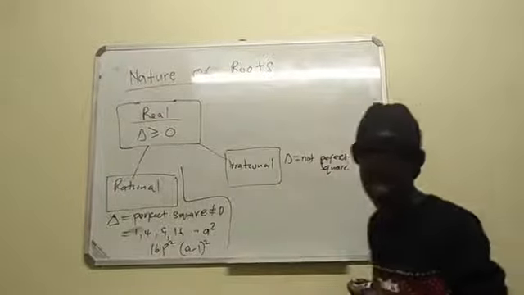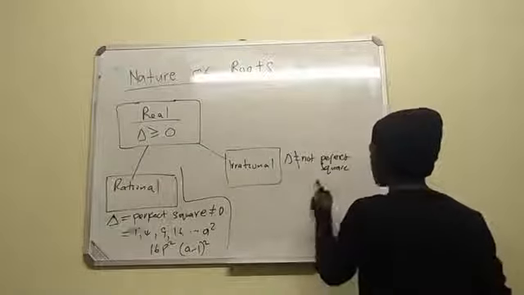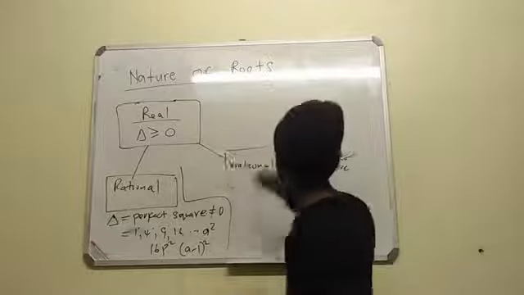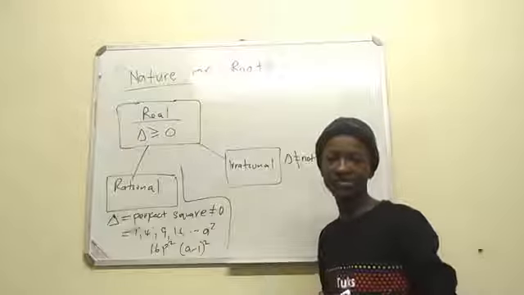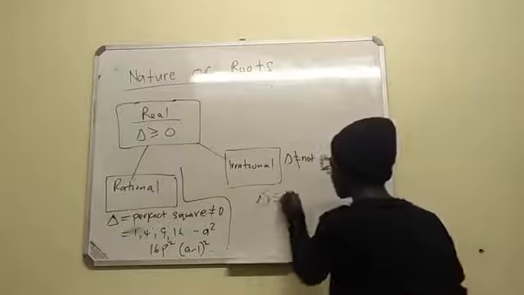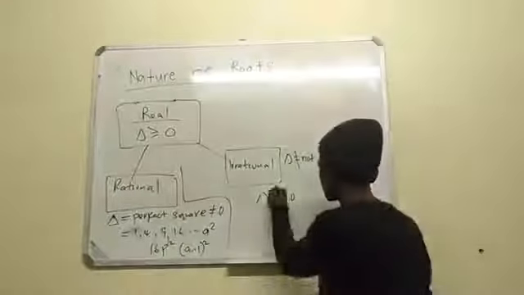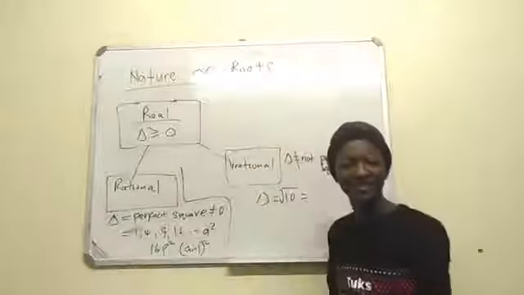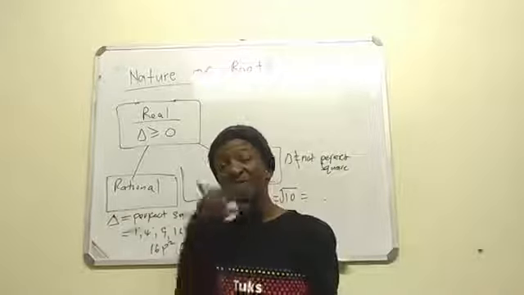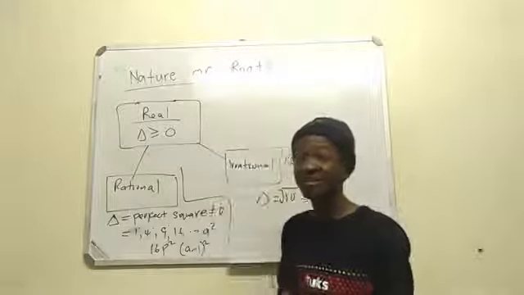If you find out that your delta is not a perfect square, then it means this thing is real, but it's what? It's irrational. So what are your irrational numbers? For example, when you get your delta as 10, 10 is an irrational number because when you find the square root of 10, you have to approximate it. You remember when I say irrational number, when you square root it, you have to approximate it because you can't really find it using your head. It's going to crack your head.